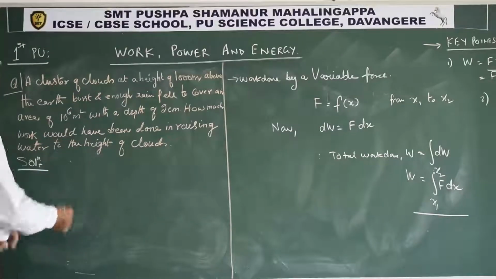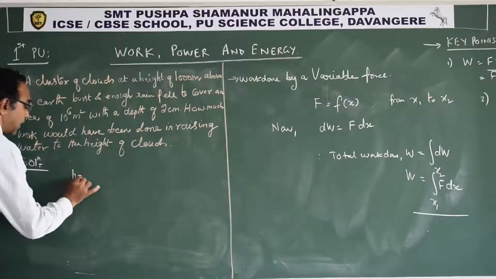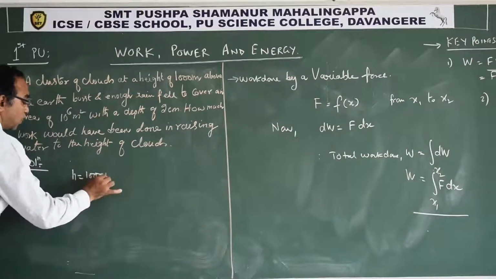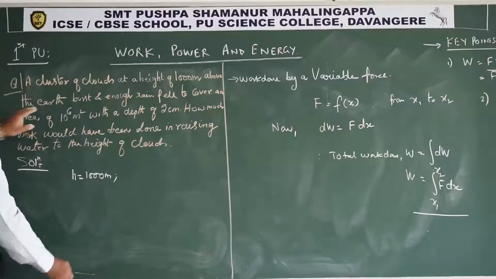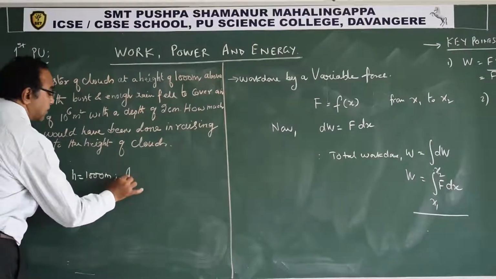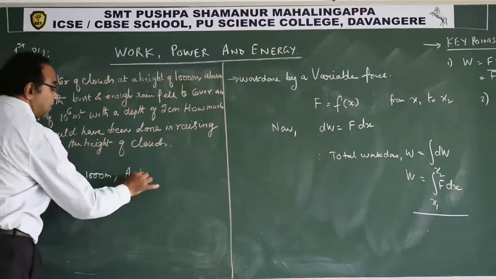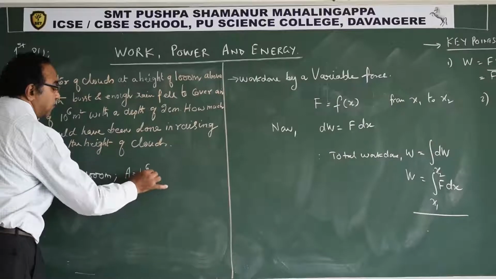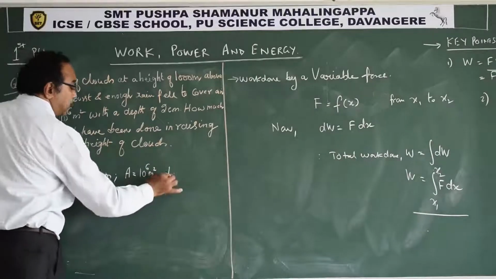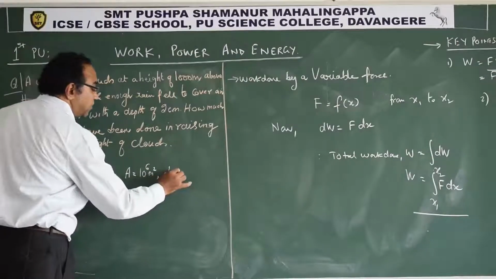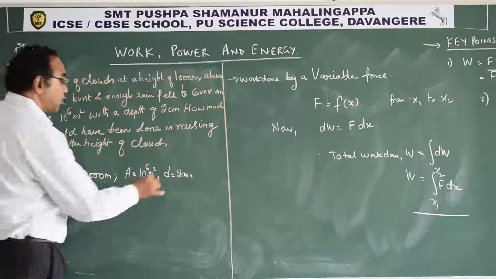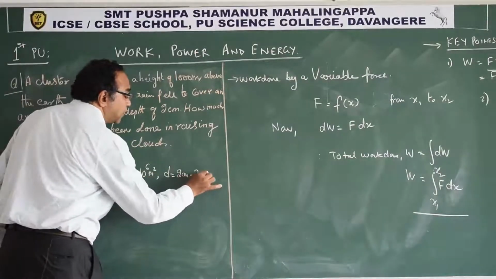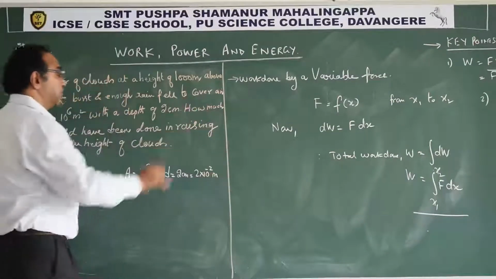Now let us record the data. It is given height is 1000 meter. Then area is given as 10 power 6 square meter. Depth is given, D is 2 centimeter. Please convert this into SI unit. So that is 2 into 10 power minus 2 meter.